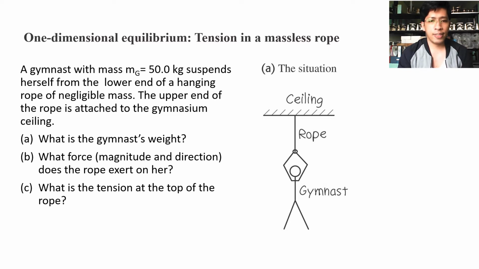What is the gymnast's weight? What force, magnitude, and direction does the rope exert on her? And what is the tension at the top of the rope? Let us just repeat the problem. A gymnast with mass 50 kilograms suspends herself from the lower end of a hanging rope of negligible mass. The upper end of the rope is attached to the gymnasium ceiling. What is the gymnast's weight? What force, magnitude, and direction does the rope exert on her? And then, what is the tension at the top of the rope?